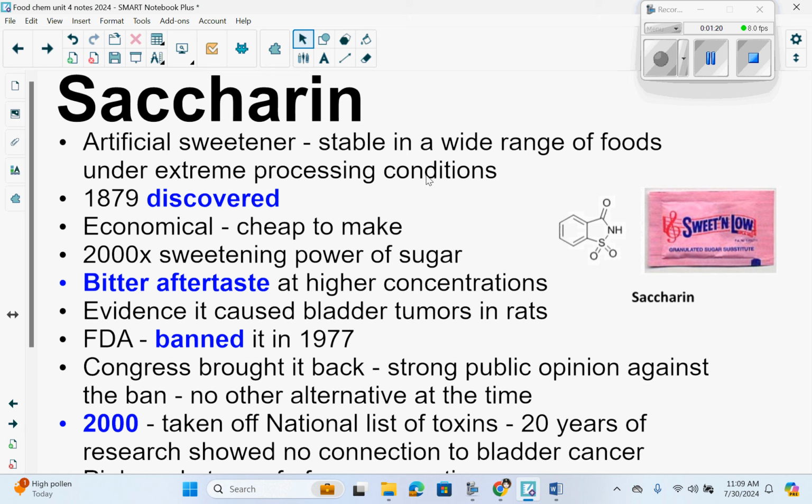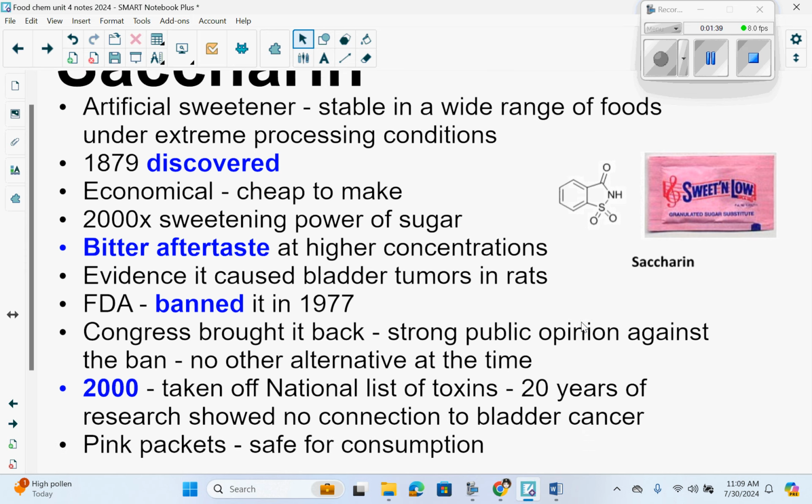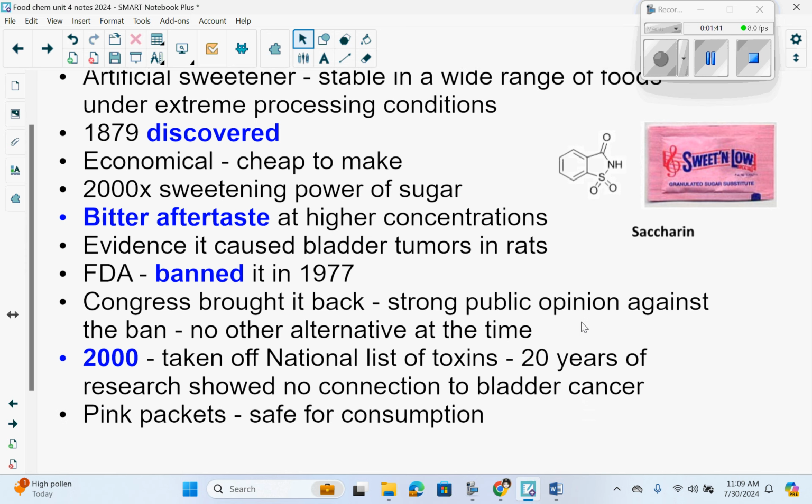Now, this is the oldest. It was discovered in 1879. It's economical, which means it's cheap to make, and it has 2,000 times the sweetening power of sugar. It will leave a bitter aftertaste at higher concentrations, and there was evidence that it caused bladder tumors in rats. So the FDA banned it in 1977, but Congress brought it back because there was strong public opinion against the ban.